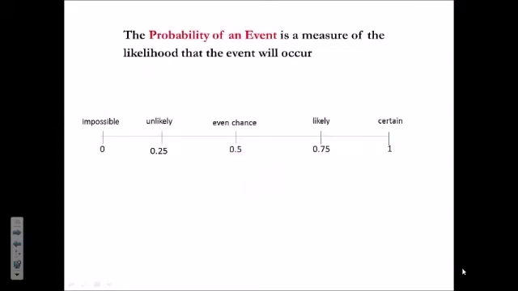The probability of an event is a measure of the likelihood that that event will occur. And probability of an event is on a scale from 0 to 1. So here's our scale. If we have a probability of 0, that means the event is impossible, can't happen. If the probability is 1, the event is certain. So that's the scale. It goes from impossible to certain.